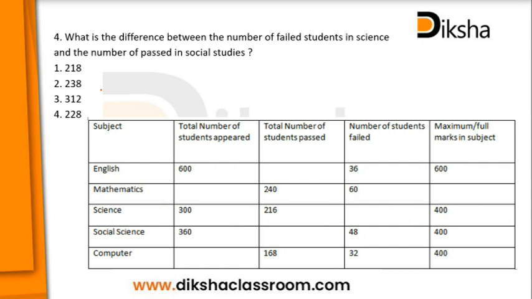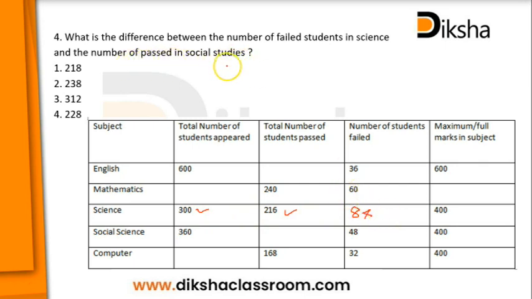Moving to question number 4. What is the difference between the number of failed students in science and the number of passed in social studies? The question is number of failed students in science and the number of passed in social studies. Number of failed students in science is, we have, in science we have total number as 300, passed as 216. So failed will be 300 minus 216, that will be 84. So failed students in science is 84.